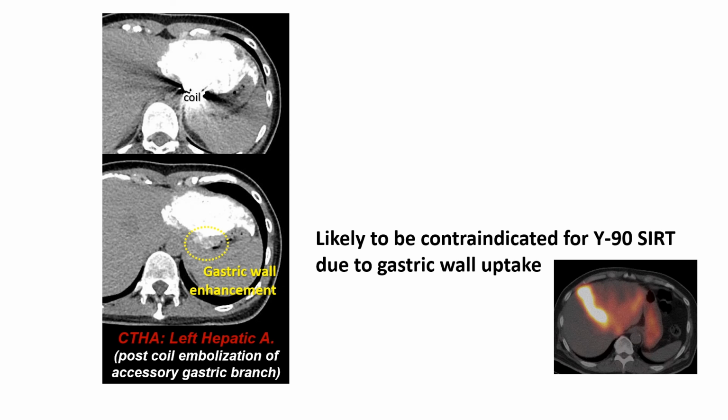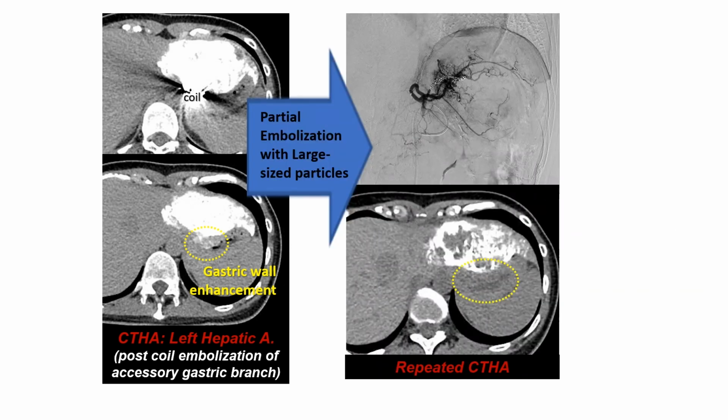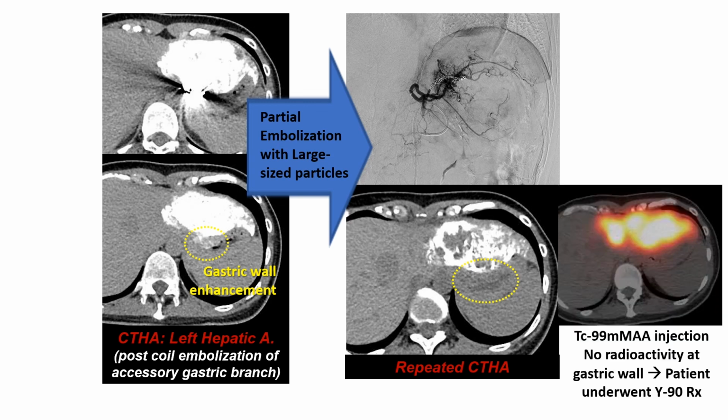In order to occlude the tiny gastric branches, we decided to perform partial embolization of the left hepatic artery with a large-sized particle. CTHA after embolization showed disappearance of the gastric wall enhancement, and then we performed technetium-99m MAA injection at this point. The SPECT-CT scan showed no evidence of radioactivity at the gastric wall, and this patient finally underwent radioembolization.